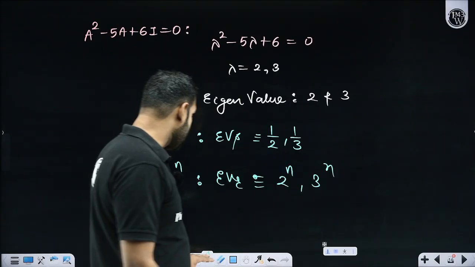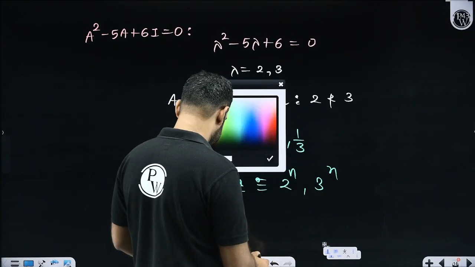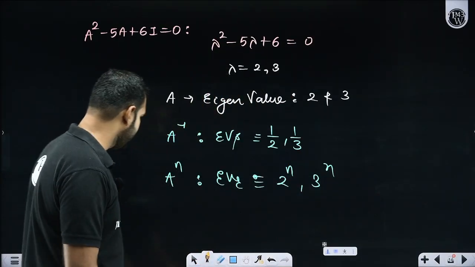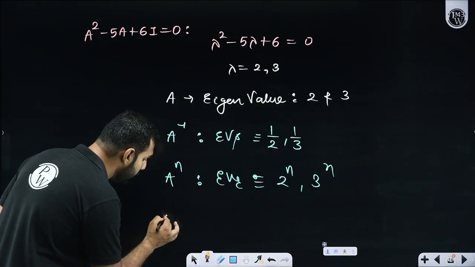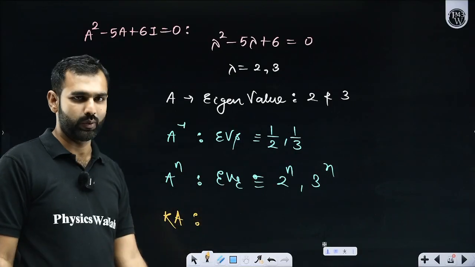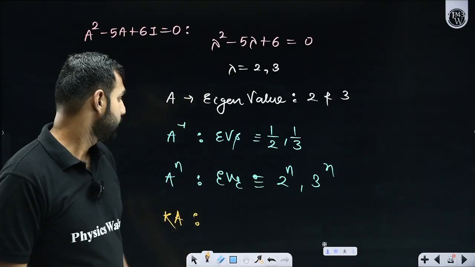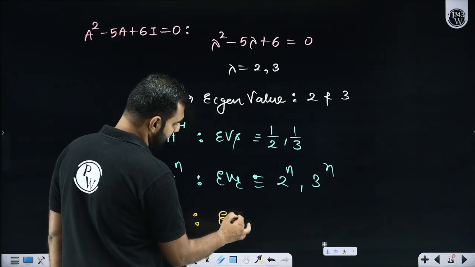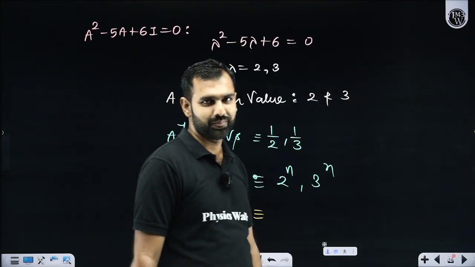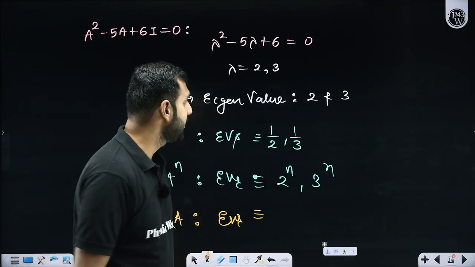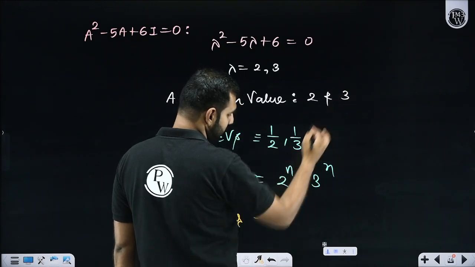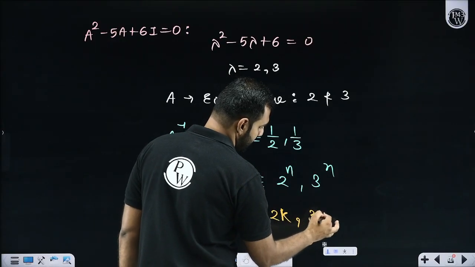Let's say I ask you the eigenvalues of 5 into A, or of a scalar into A. The eigenvalues of a scalar into A will be that scalar into the eigenvalues of A. That means 5 into 2, 10, and 5 into 3, 15.